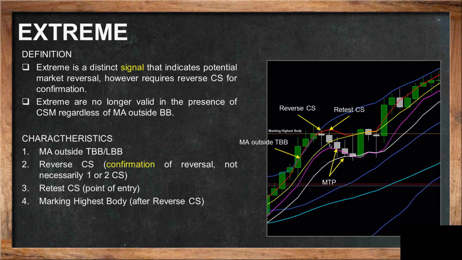Okay, as you can see over here in the example, you have the MA outside, going outside over here, and then you have a reversal candle over here. As soon as you have the reverse candle, you have to mark the highest body, and you need to wait for the retest. As soon as you see the retest, that's where you're supposed to be entering the market for that reversal.